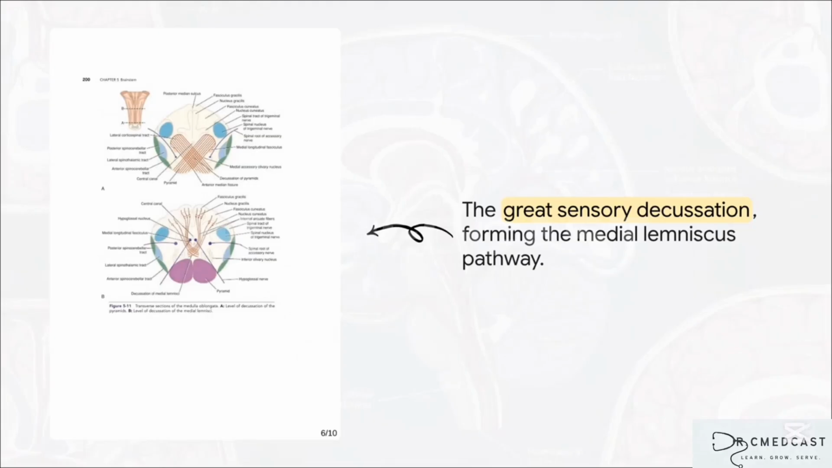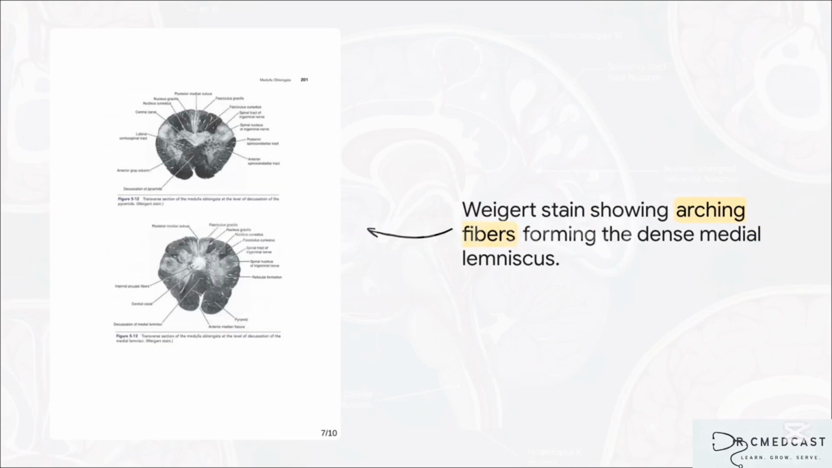Okay, moving just a bit higher up, we run into another massive crossing event. This one is called the Great Sensory Decussation. Here, these fibers, called the internal arcuate fibers, sweep across the midline, and they form a huge new sensory pathway called the medial lemniscus. This is the pathway that carries all the information about fine touch and your body's position up to the brain. And here it is again, in the corresponding stain. You can really appreciate those delicate, arching fibers as they cross over, forming that dense, dark band of the medial lemniscus just behind the pyramids, which are still very prominent.